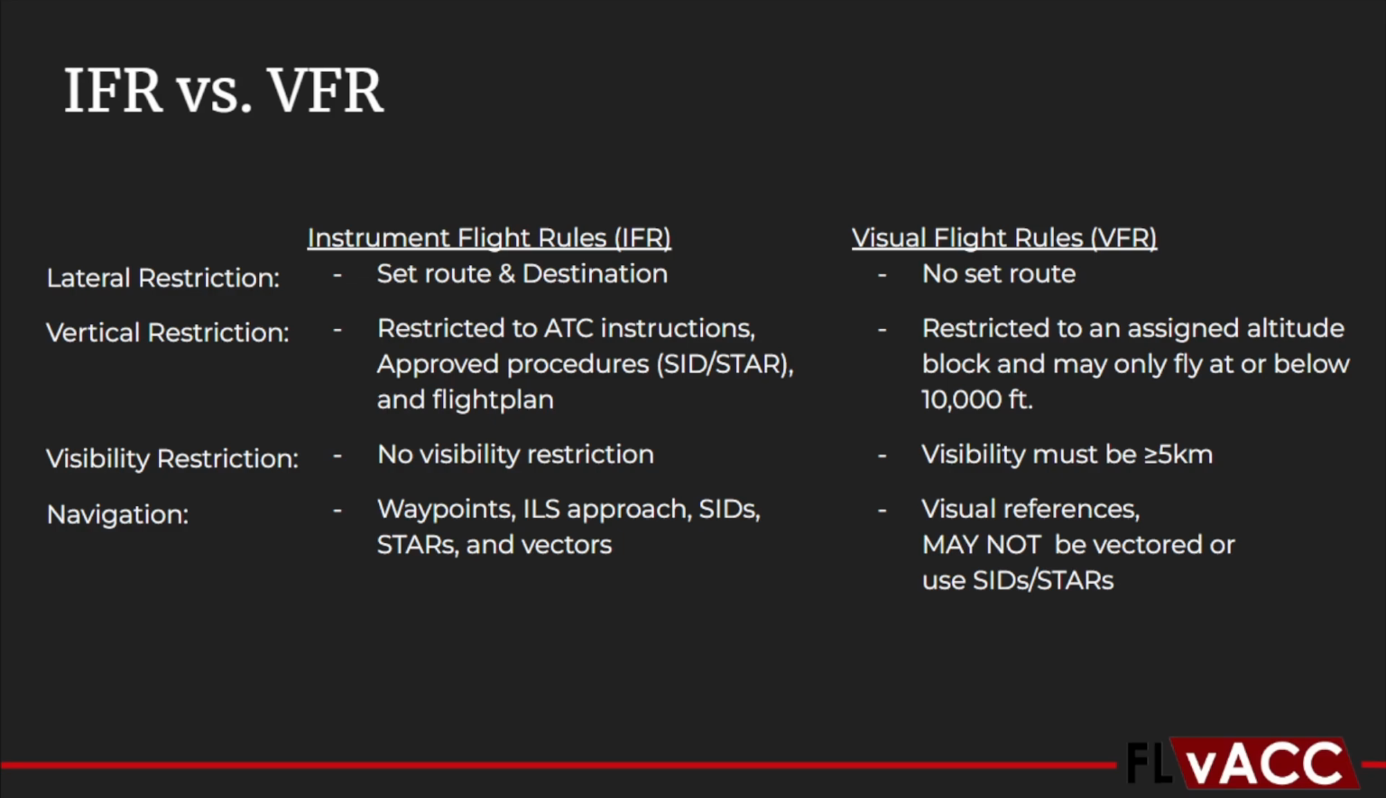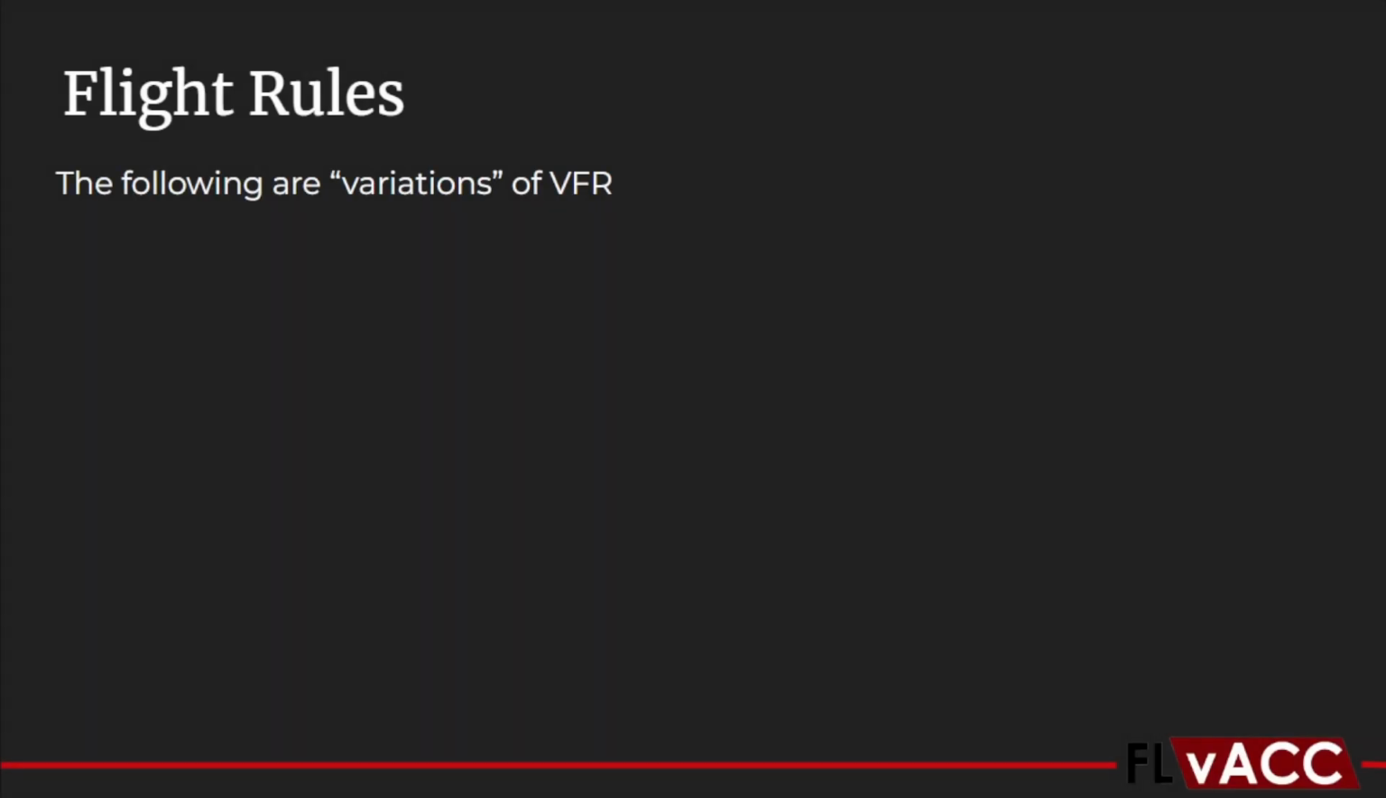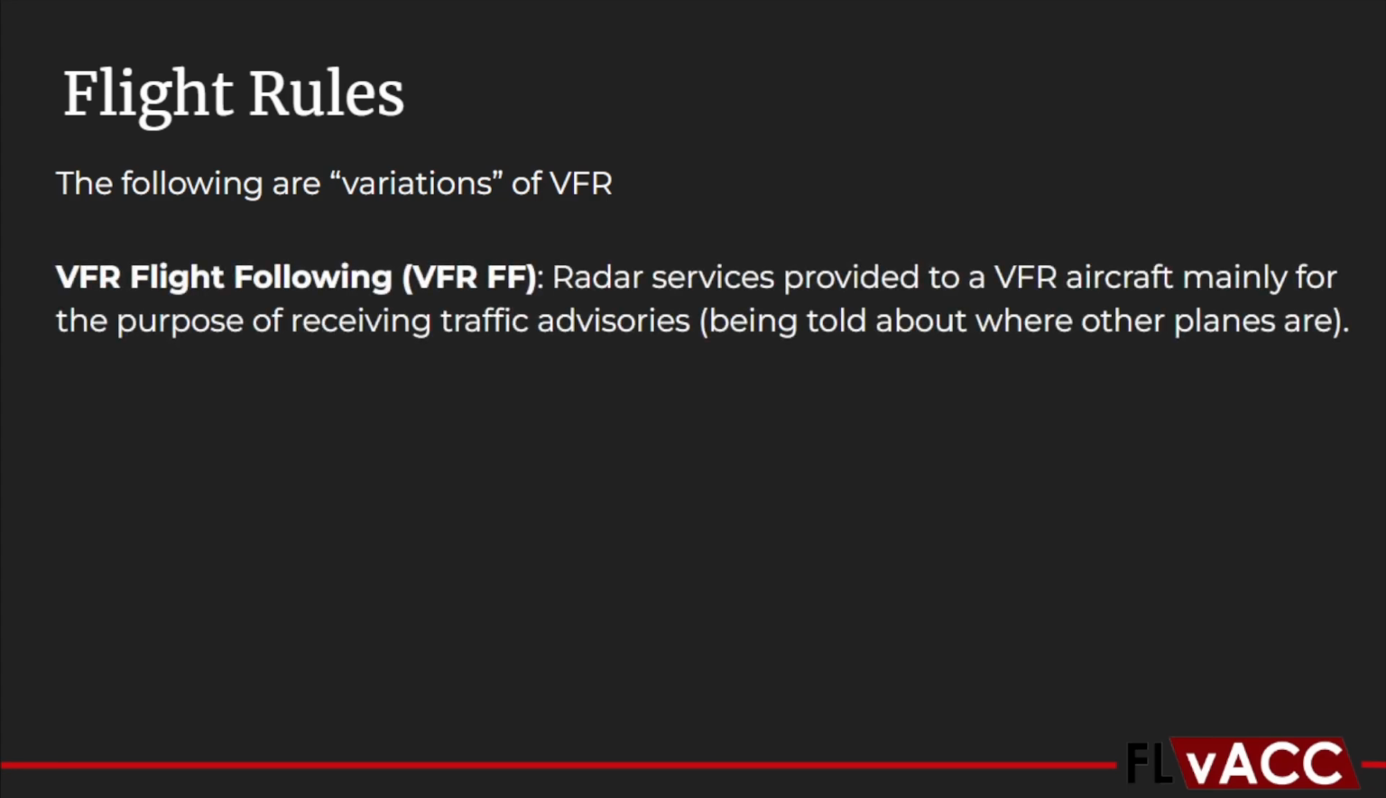Now, while those were the two main types of flight rules, there are additional services that VFR aircraft can request to receive, making for some quote-unquote variations of VFR. VFR flight following, which we'll abbreviate as VFR-FF, is where a VFR aircraft is watched and taken care of by the radar controller, usually approach and departure, to mainly receive traffic advisories. This will keep them aware of any traffic around them and help them stay separated from that traffic.